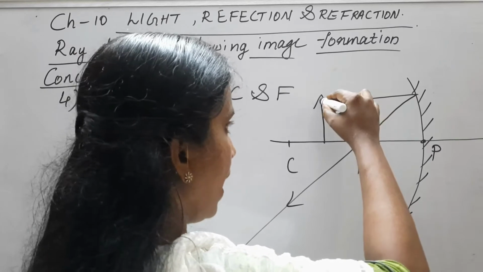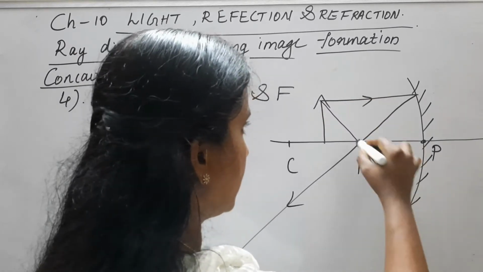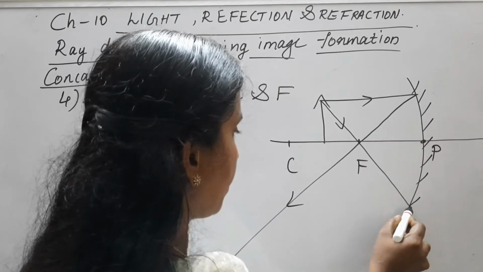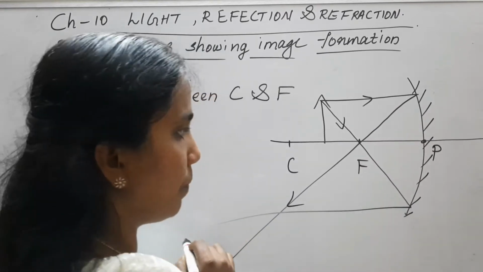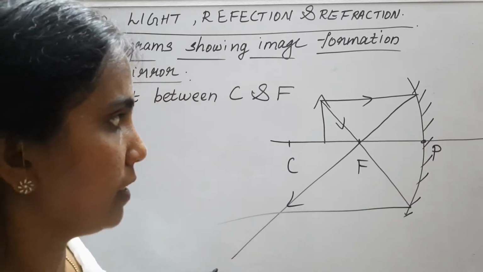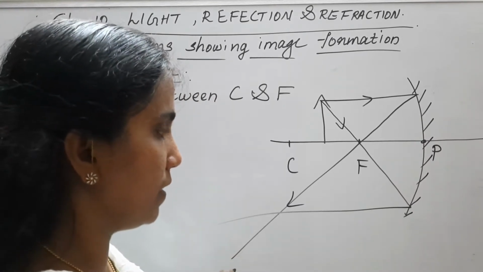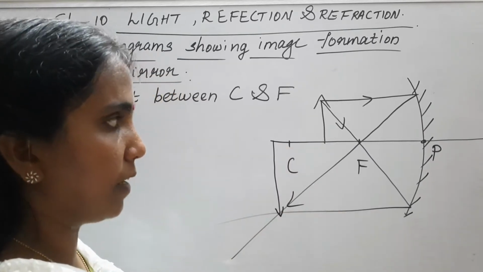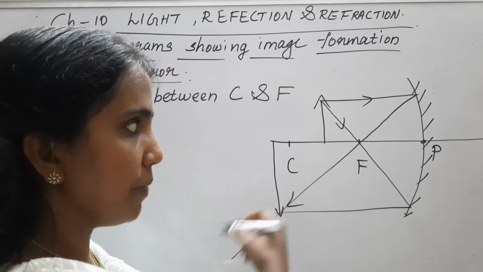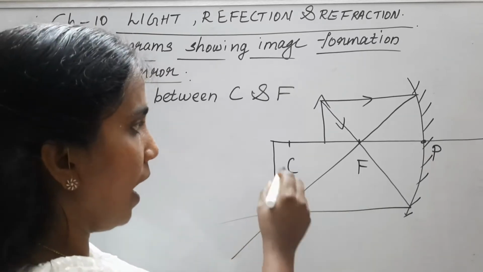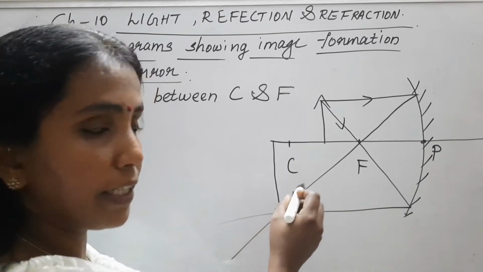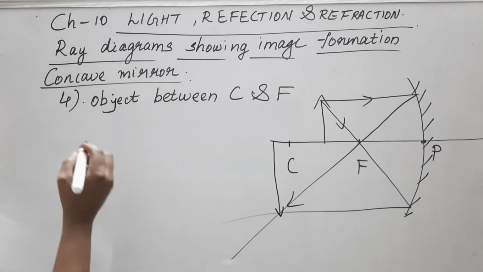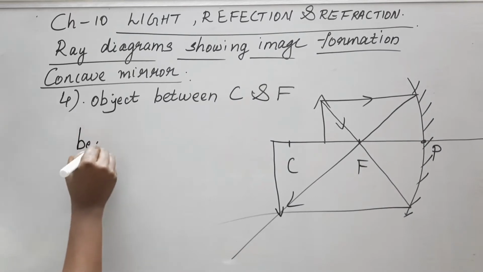Now the second ray passing through the focus, then the reflected ray will be parallel to the principal axis. It emerges parallel to the principal axis. So the image will be formed beyond C. Okay, you are getting an image which is beyond C, and see the image is inverted and it is big in size also.